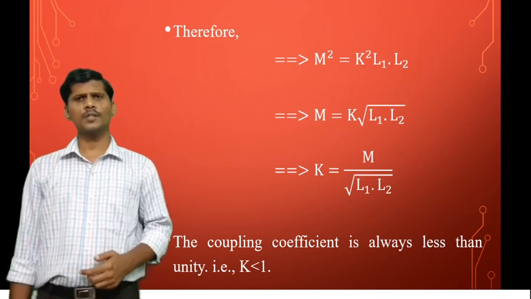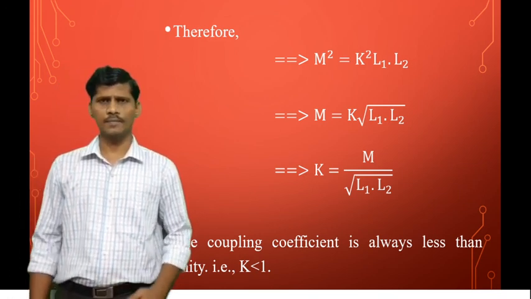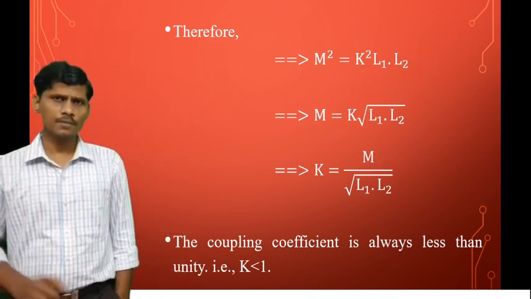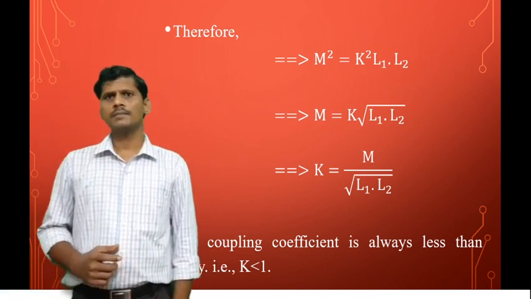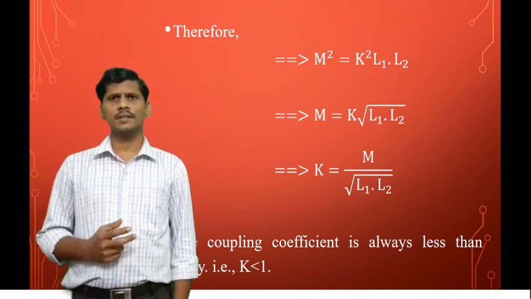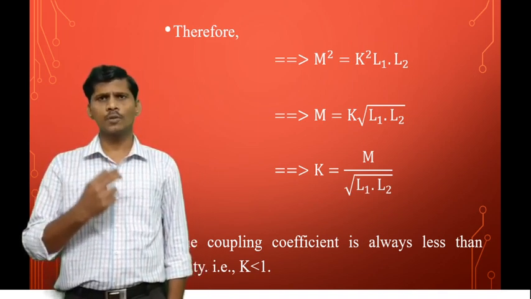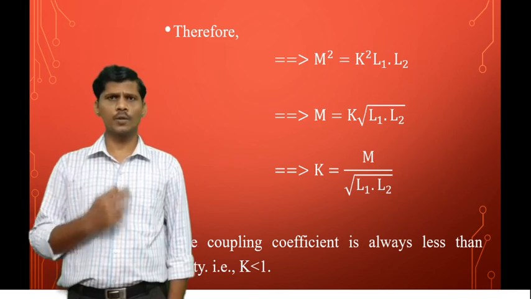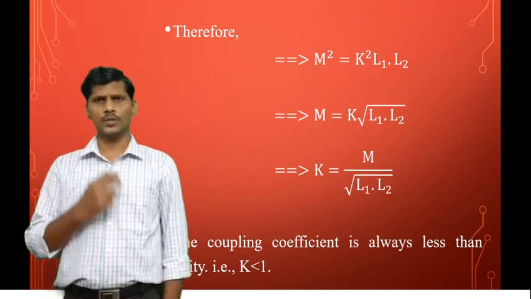The coupling coefficient is always less than unity. So this is the concept of inductance, self-inductance, mutual inductance, inductance of a solenoid, inductance of a toroid, and coupling coefficient concepts.